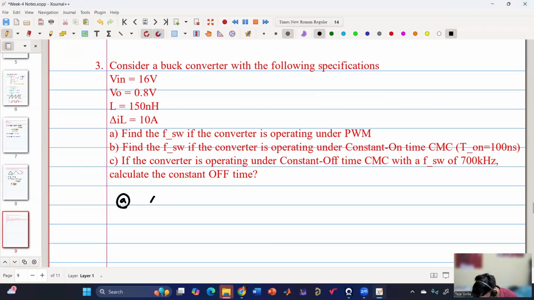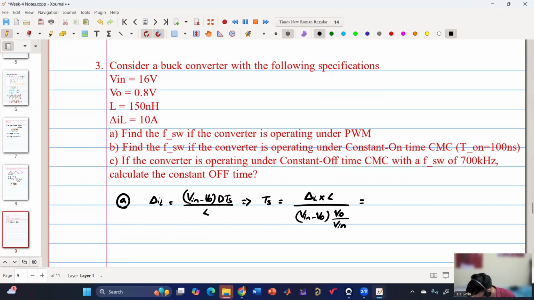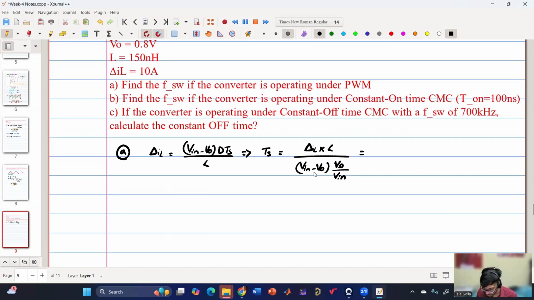So we know the delta IL expression is (V in minus V0) into V0 into dTs by L, right? And then they're asking the time period. So I can bring this: Ts is nothing but delta IL into L by (V in minus V0), and duty ratio is V0 by V. So everyone is getting this.